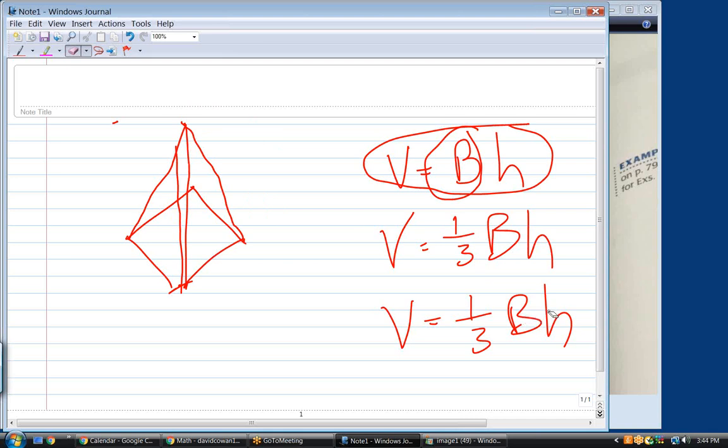vertical height. The vertical height is not the same as the slant height. Okay, slant height is usually labeled like that, lambda. And that would be the height from there to there. The vertical height is if you drop a dotted line directly to the center such that it makes a right angle with the base, that's the vertical height. And that's what you have to figure out a lot of times when you're solving these solids.